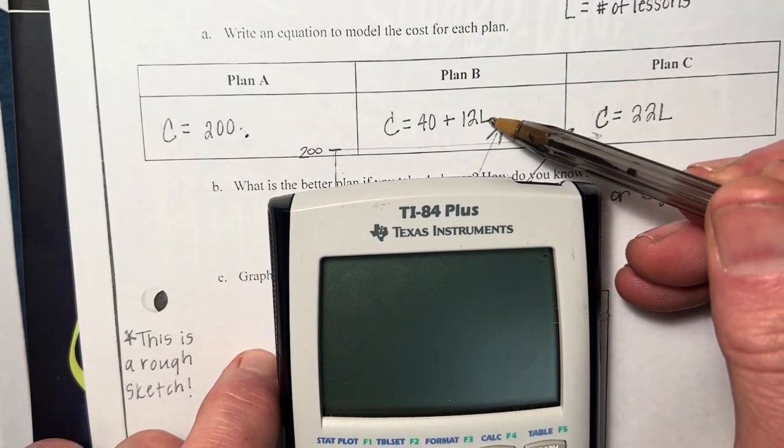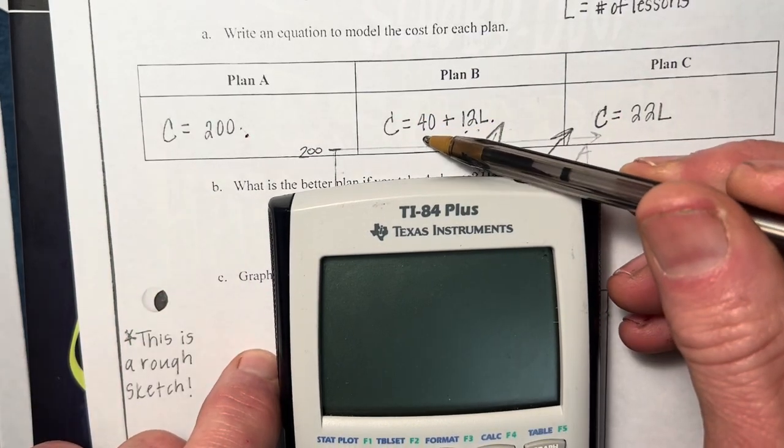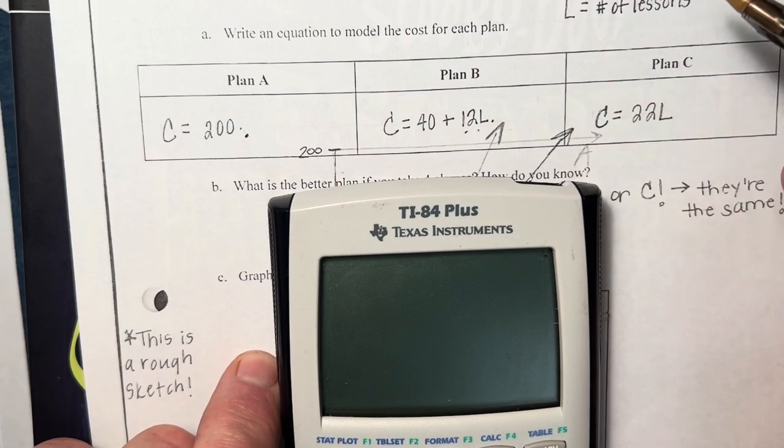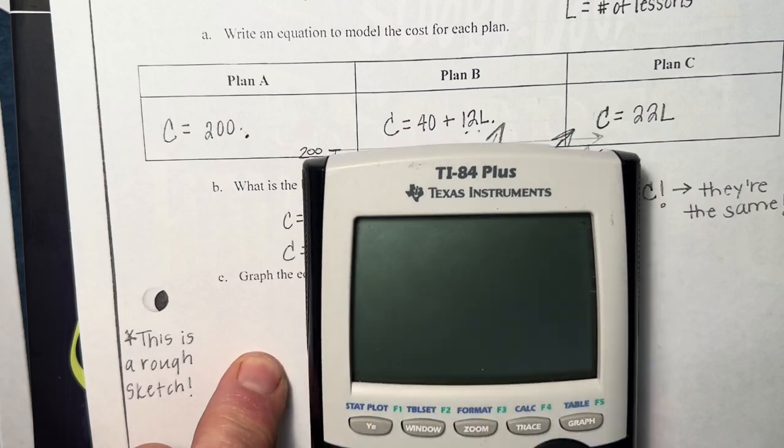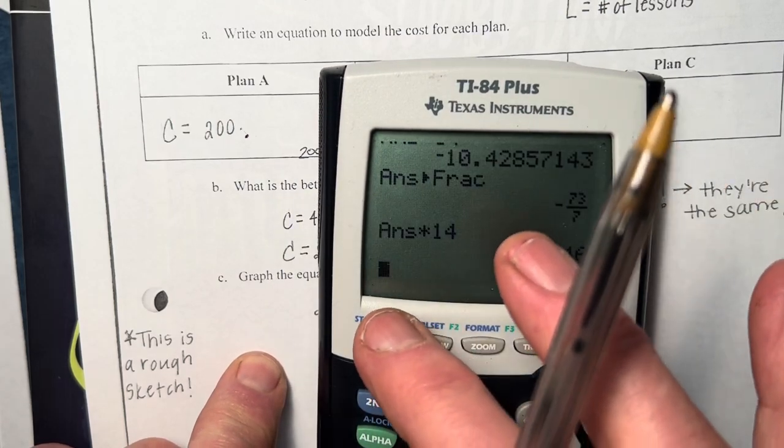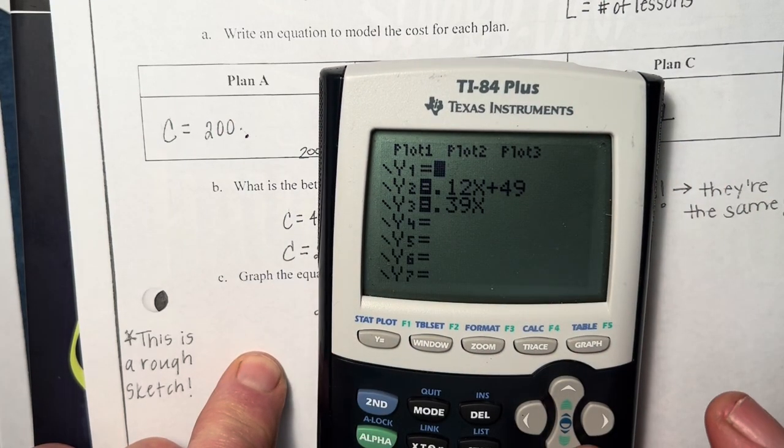So this one is that each lesson is $12 if you pay that $40 membership fee. And this one is just you're showing up for one day, every lesson is 22 bucks. So I'm going to turn on the calculator. I'm going to go to my y equals. I'm going to clear these out and type in the flat rate.